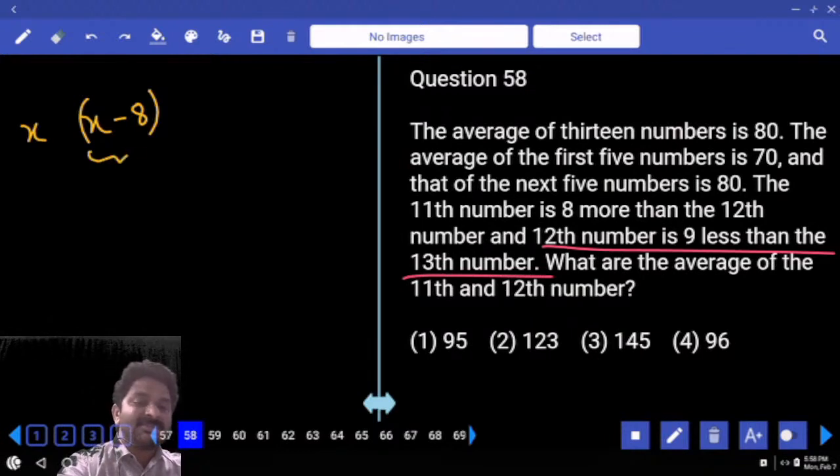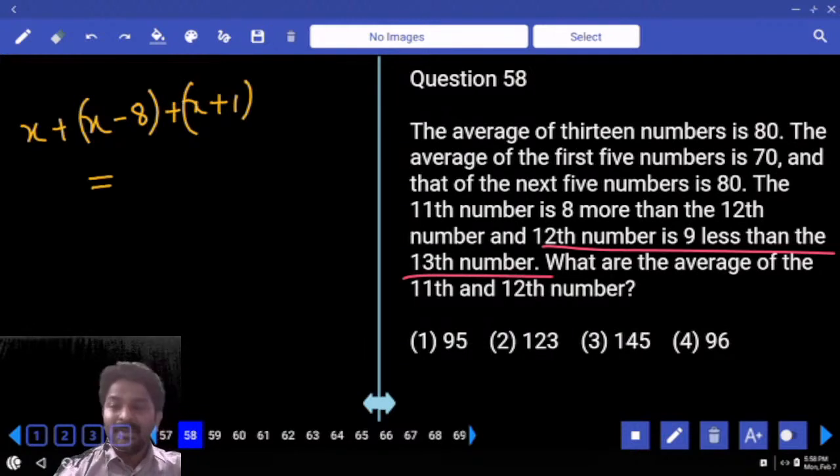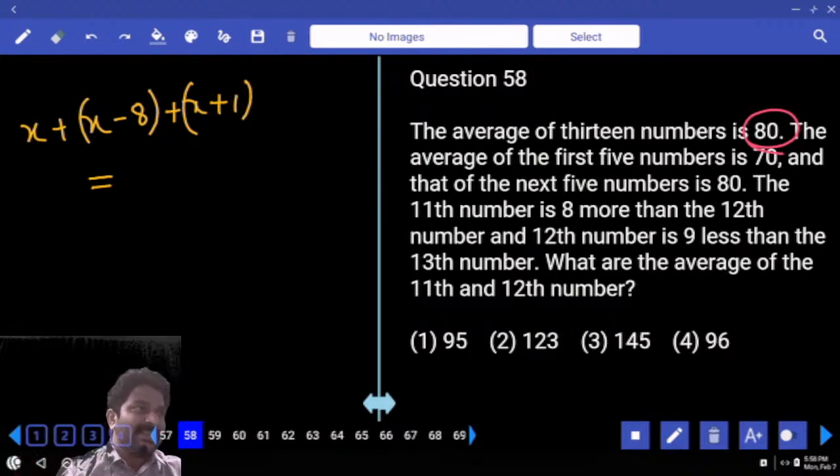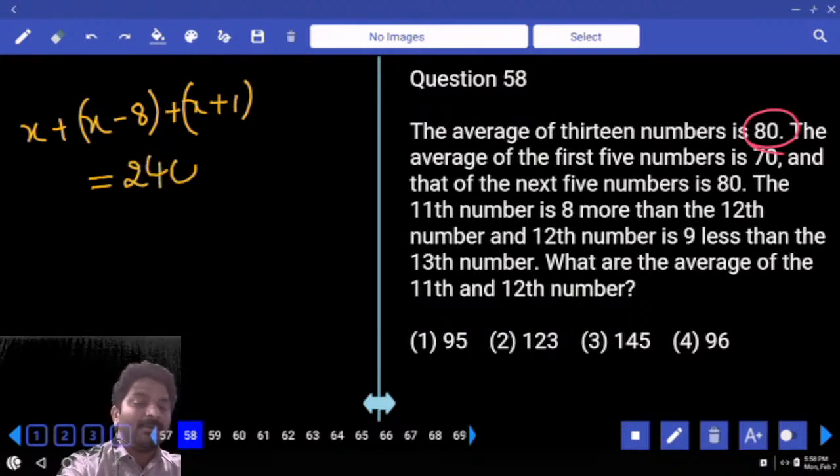Then this is the 12th number, this value plus 9 gives you x plus 1, correct? 11th number, 12th number, 13th number. The sum of these 3 numbers is equal to what? What is the average of 13 numbers given in the question? 80. So I will take every number as 80, then 11th number, 12th number, 13th number: 80, 80, 80. The sum is equal to 240.